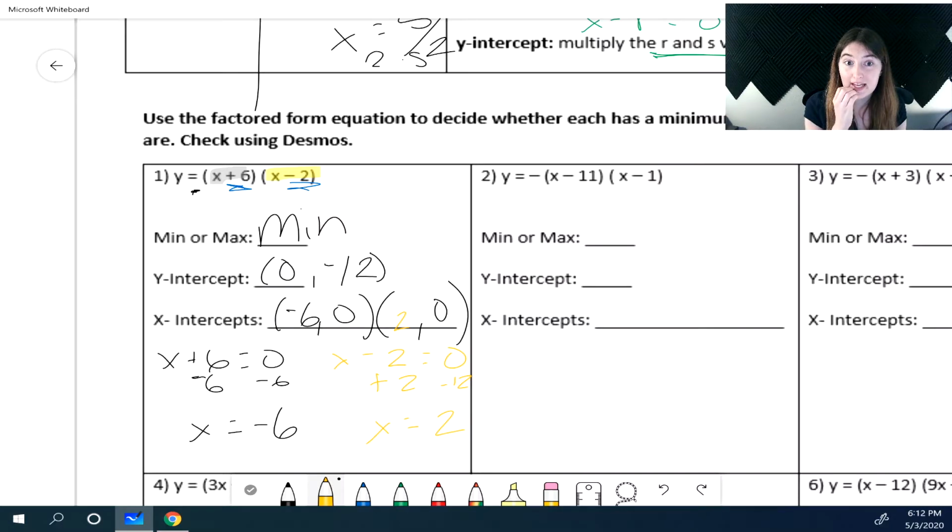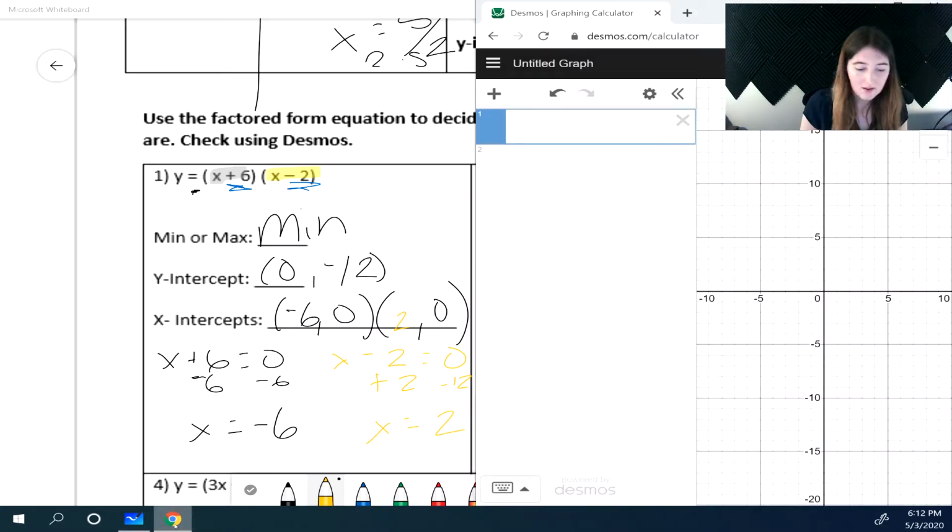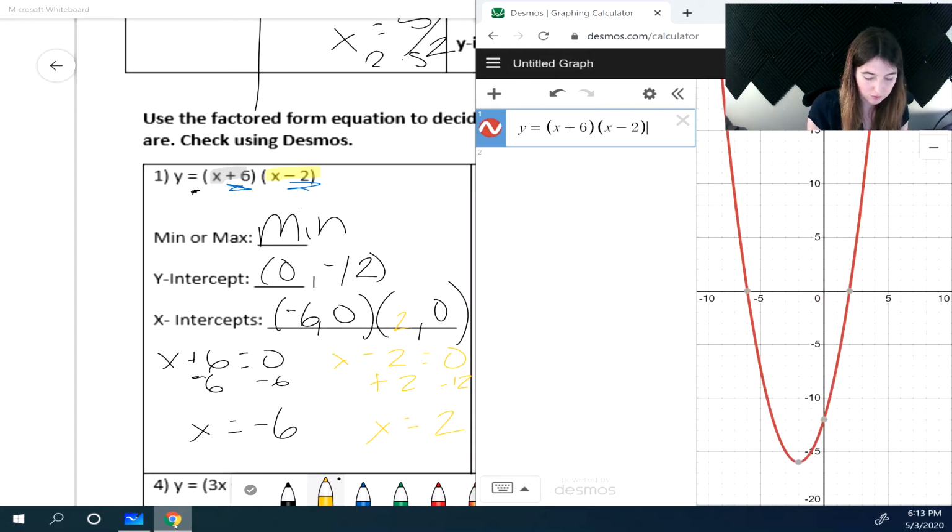Okay, let's go ahead and take a look at number 2. Oh, actually, we got to check with Desmos, right? So we type this into Desmos, y equals x plus 6, x minus 2. Don't forget your parentheses. Those are very important.